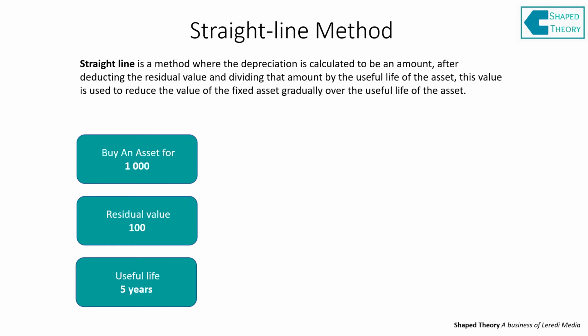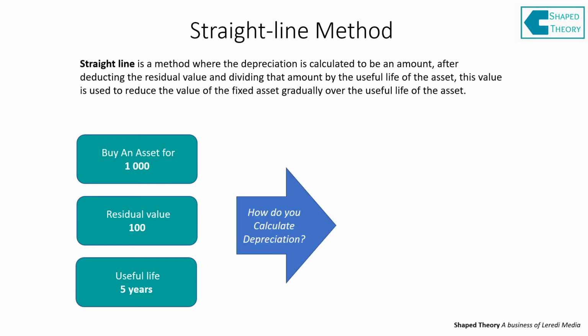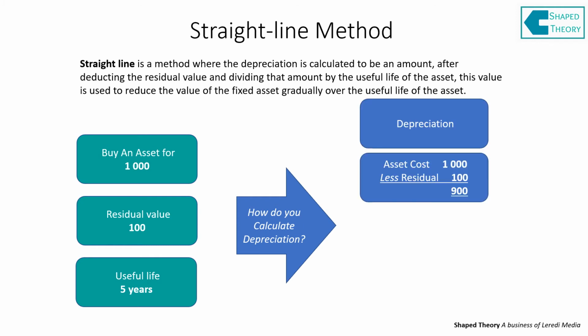Let's look at how we can calculate depreciation using the straight line method on this example. We will first take the actual cost of 1,000 and less the residual value of 100, which will give us an amount of 900.